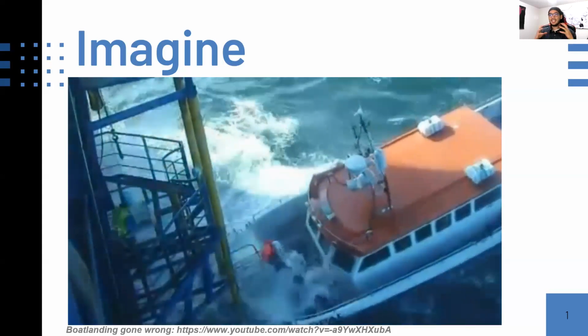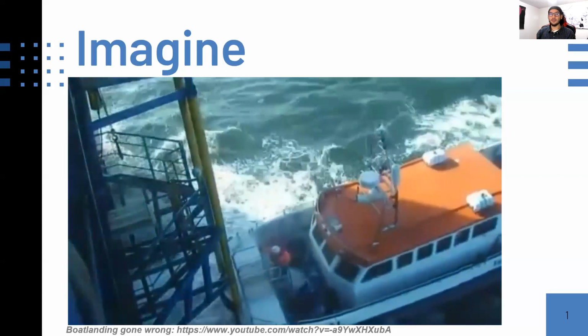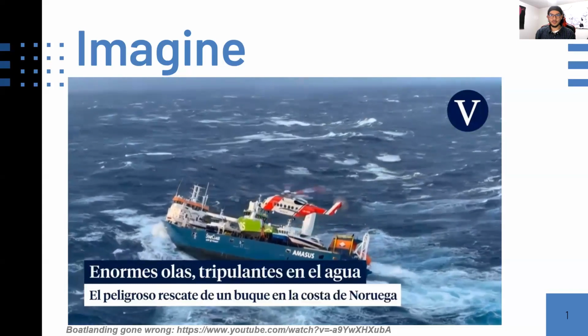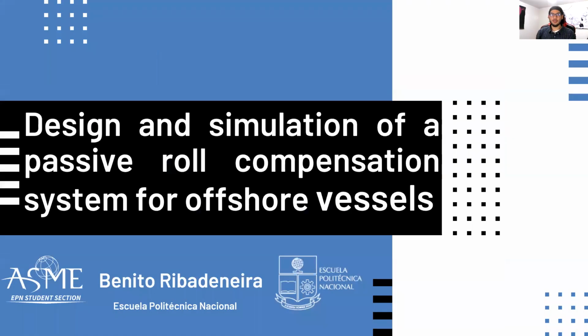Now, let's scale it up to offshore vessels with a whole crew on board, where even aerial rescues might be necessary. Today, I'm presenting a possible solution to reduce one type of this movement and a technical methodology to do it: the design and simulation of a passive roll compensation system for offshore vessels. I'm sure this will be interesting for all of you.